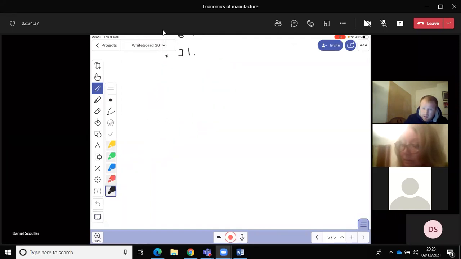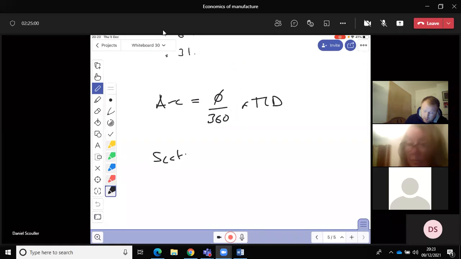So how do I apply BIDMAS in respect of swapping equations around? We've got two equations: arc length, which involves pi times d, that we've been looking at, and the sector area that we've been looking at.